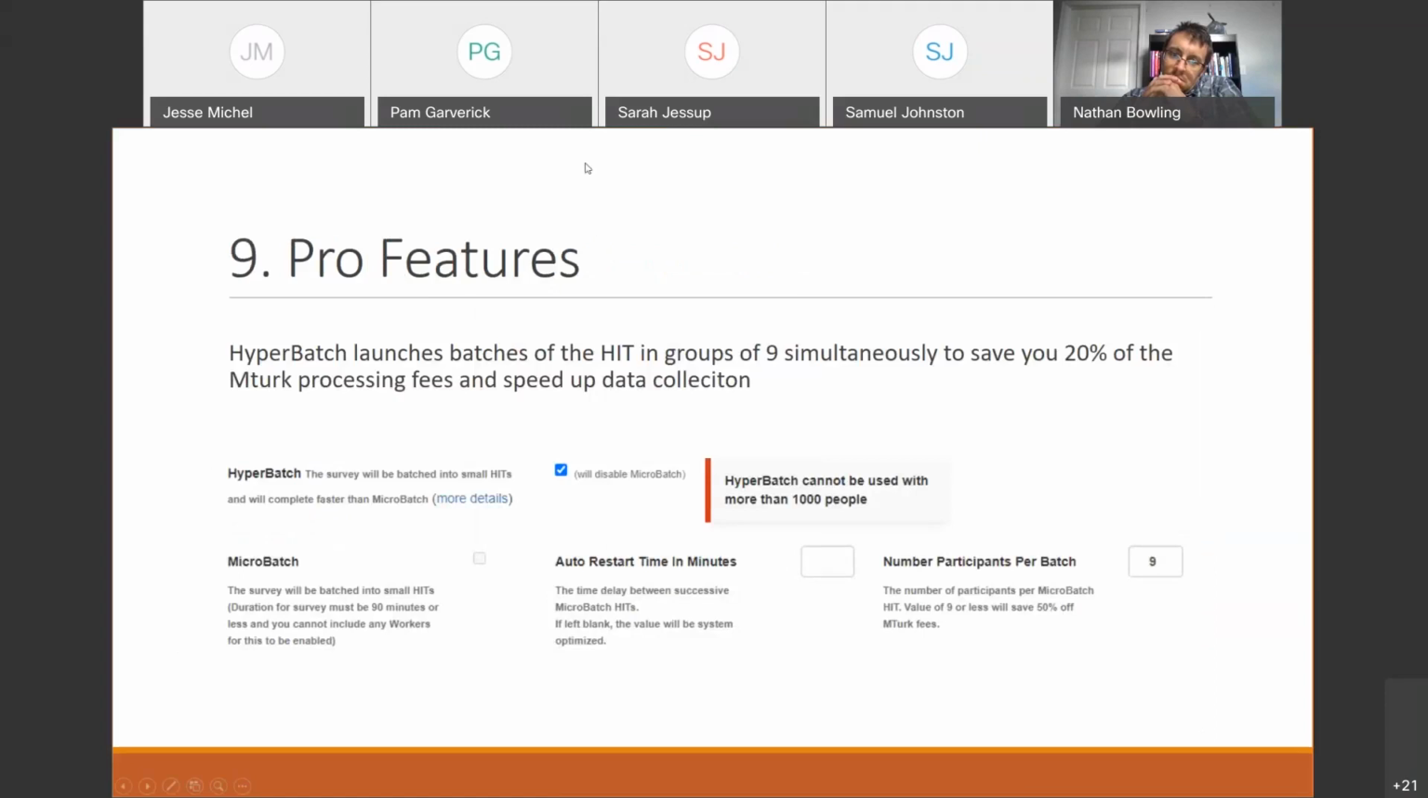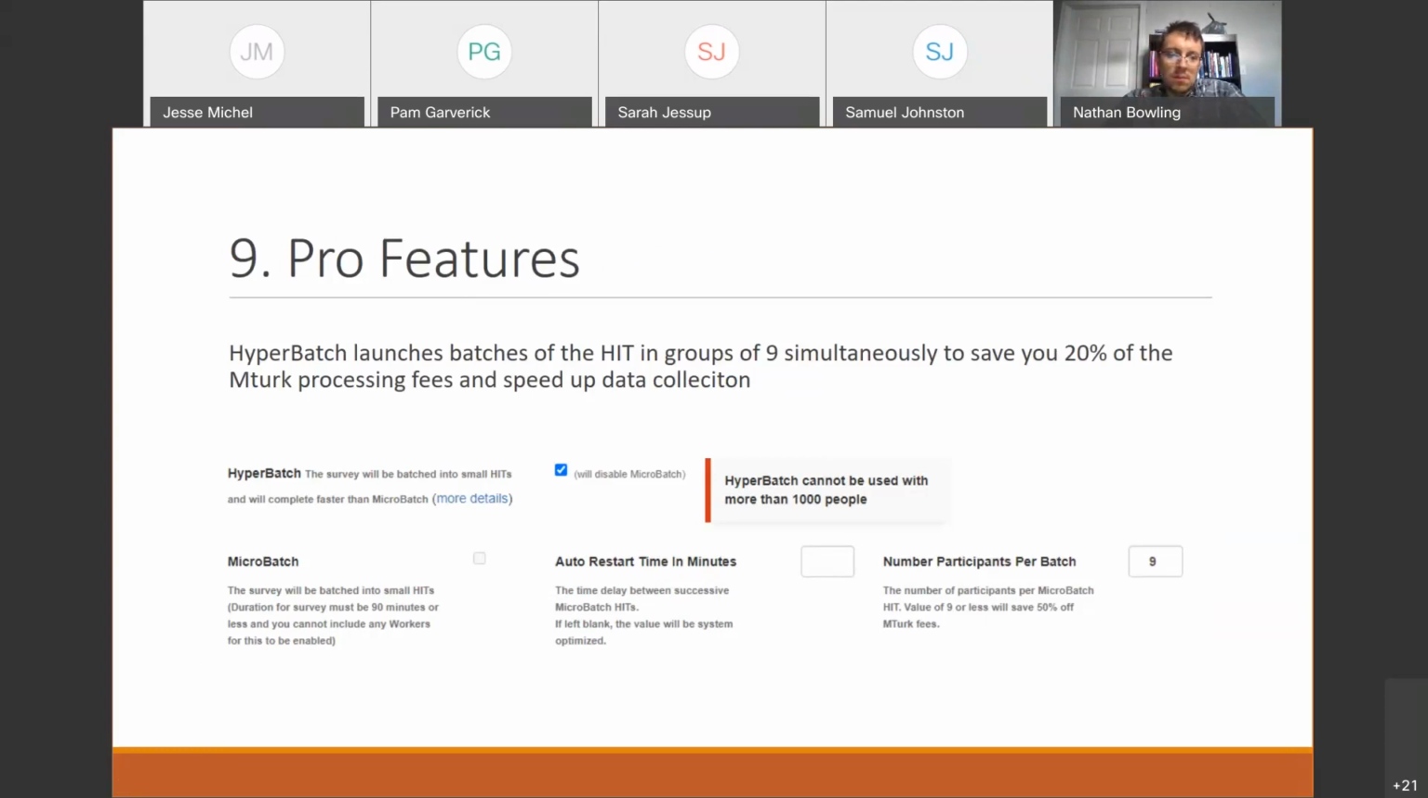And then another thing, which is kind of neat, I just started doing this, is a pro feature. You can do what's called hyperbatch. So I'll talk about compensation in a bit, but Mturk charges a 40% administrative fee, which really isn't bad. But it's 40% if you have 10 participants or more, which is everyone, right? Or 20% if you have 9 participants or fewer.